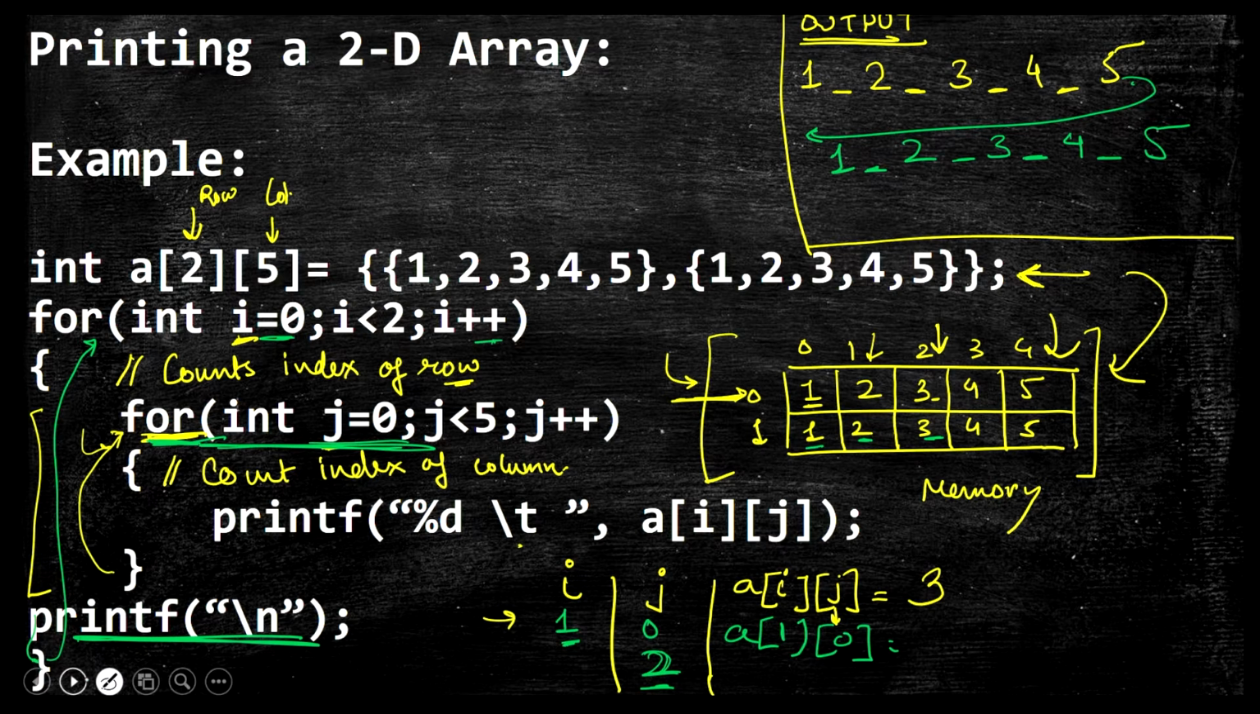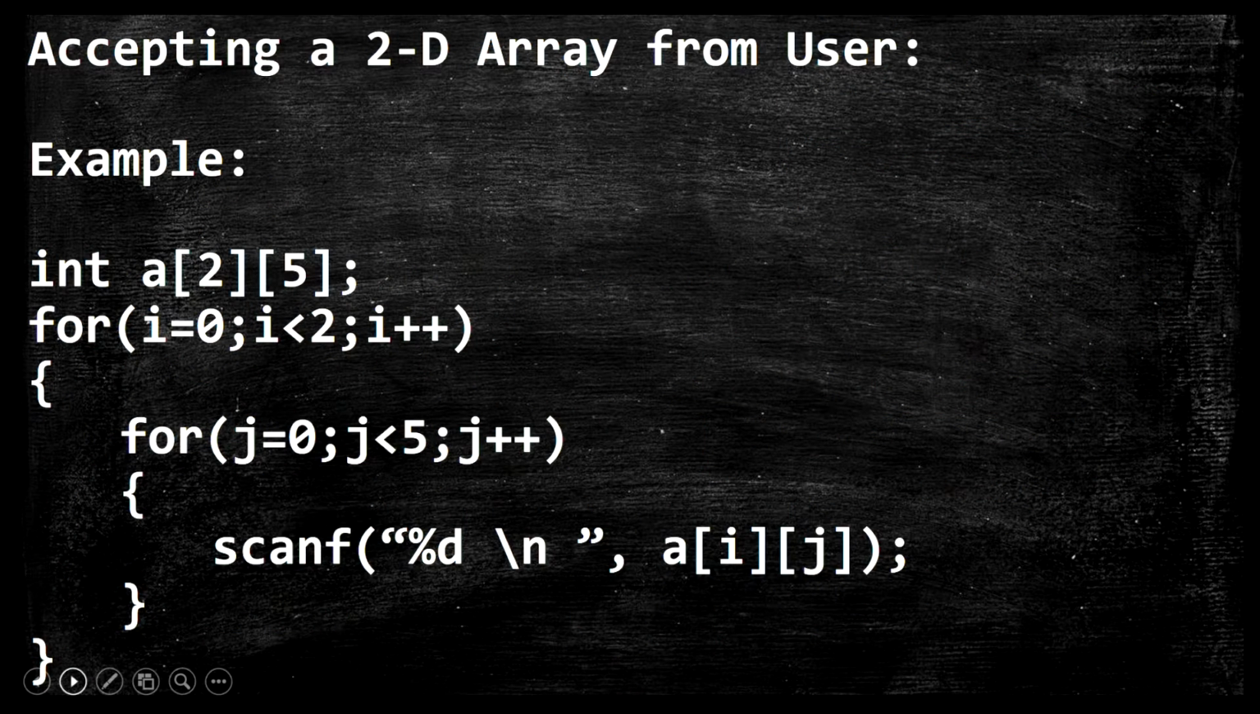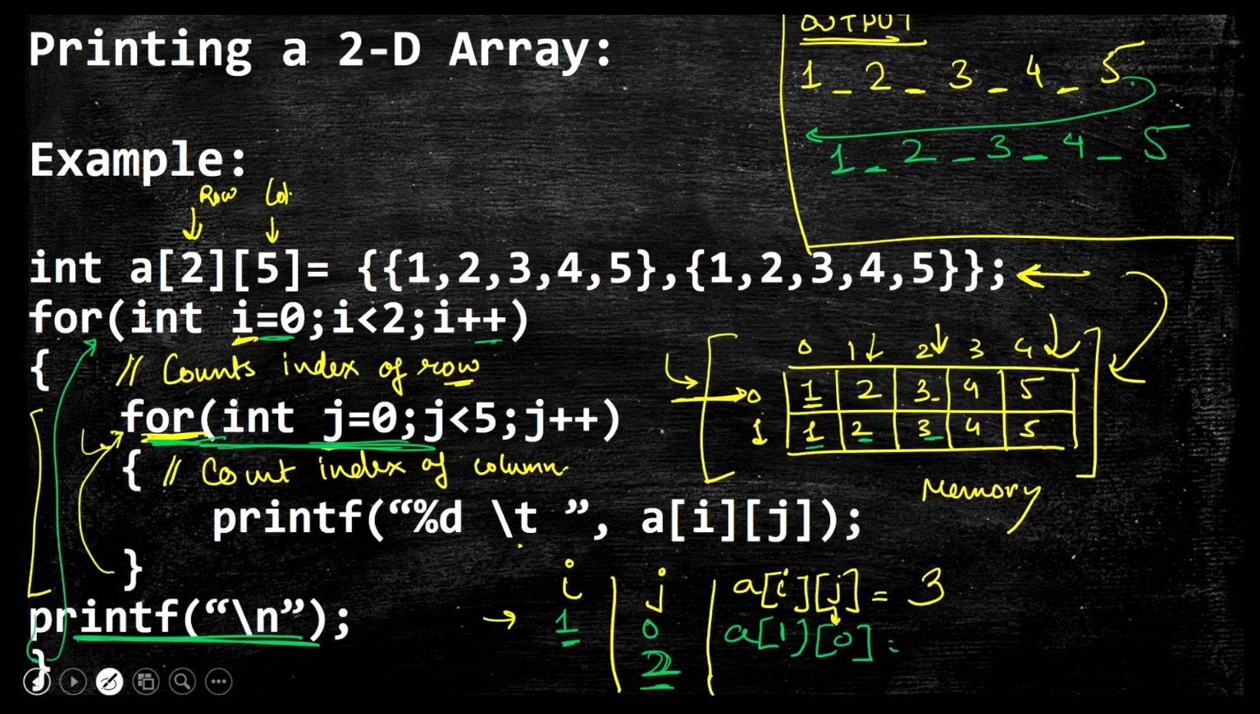The next page is about accepting a 2D array from the user. But before accepting the 2D array from the user, let's make a thing clear in the 2D array. By implementation of the loops, we can print the entire array. But suppose I want to print only a single element, suppose I want to print the 5 in the first row. So what will I write? If I want to print only the 5.